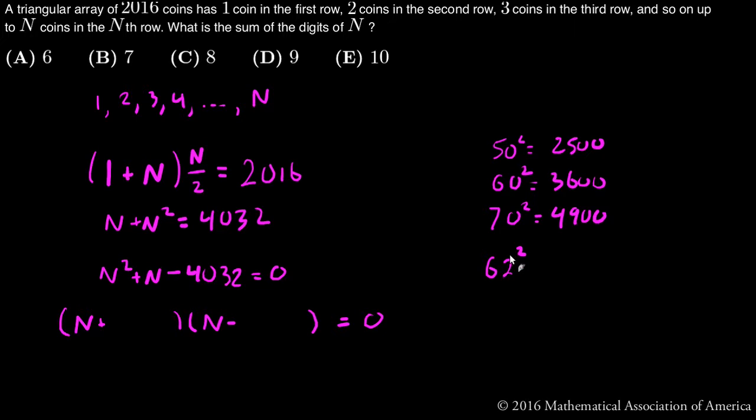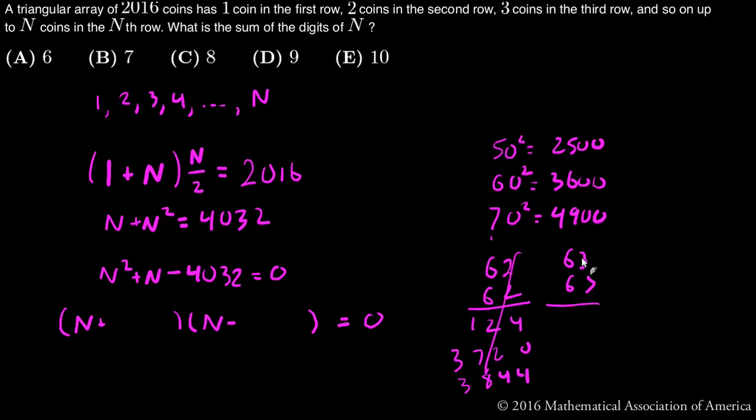62 times 62, let me actually rewrite it as this multiplication. And that gives me 4, 12, 2 carry the 1, 36, 7. So that's going to be 3,844, still too small. What's 63 squared? So 3 times 3 is 9, 3 times 6 is 18. 8 carry the 1. And I get here 9, 6 carry the 1, 9, 3, 9, 6, 9.